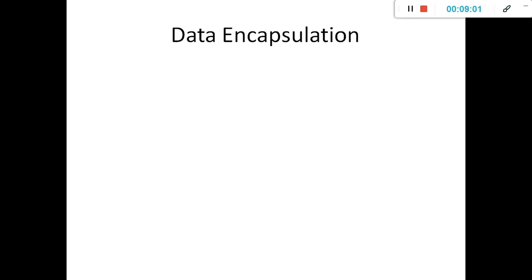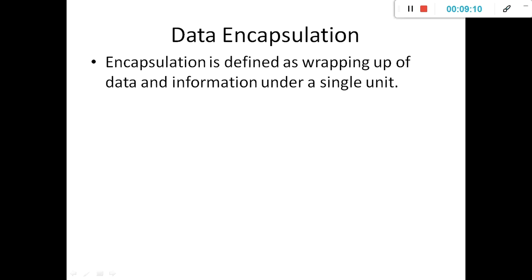Now we will see the first feature of object oriented programming languages, that is data encapsulation. Encapsulation is defined as wrapping up of data and information under a single unit. What do you mean by that? I have a big box with me. I put all the data inside the box, I wrap it, and I give that box a name. So I've encapsulated all the data, bundled everything and put it under a single unit.